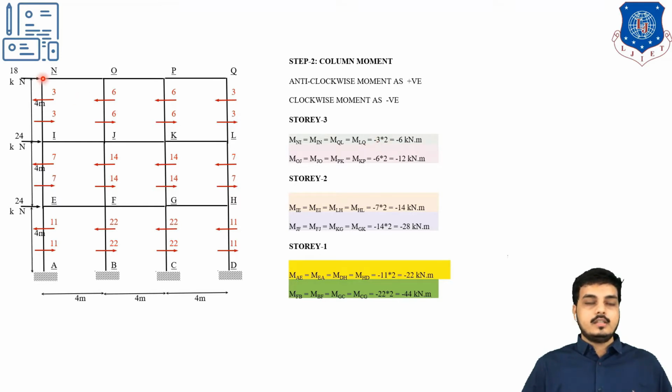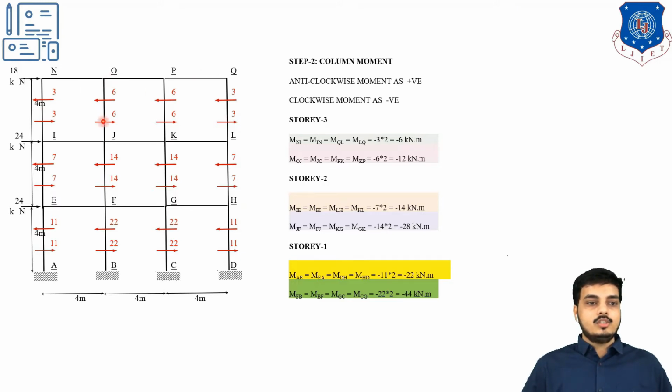Now look, if I stand over here, then this 3 kilonewton is making a clockwise kind of movement. So I have said that I am assuming clockwise as negative, so that's why negative. If I am standing over here, then this 3 kN load is making a clockwise movement, which is again negative as well. So these are my 4 moments which I have found out for this and this column.